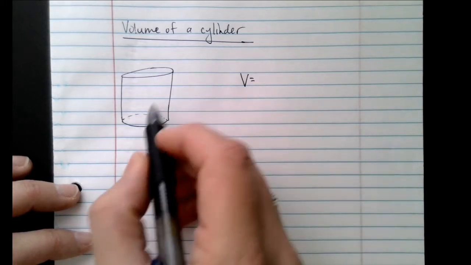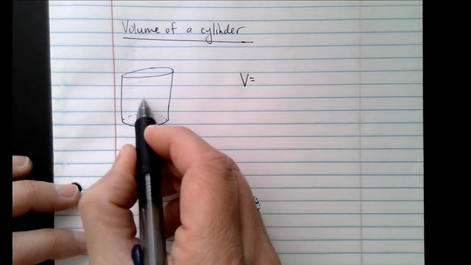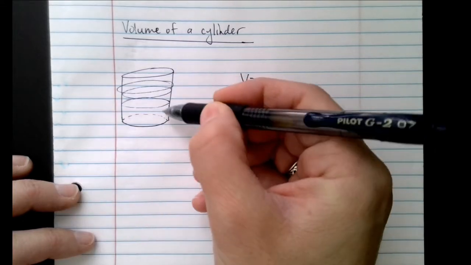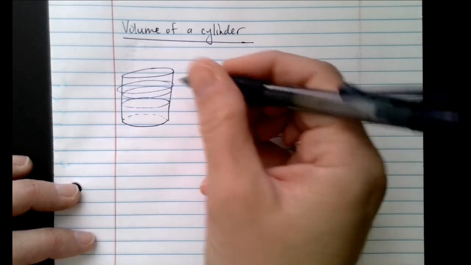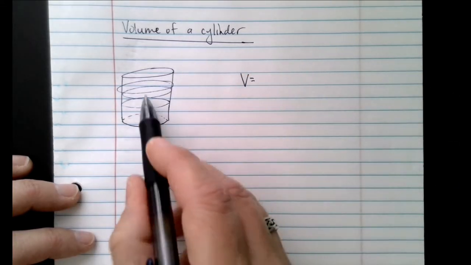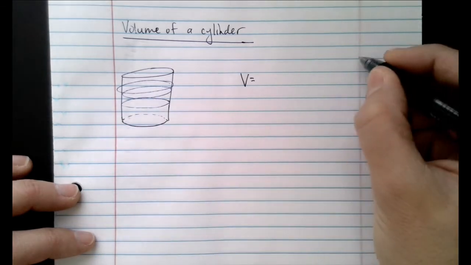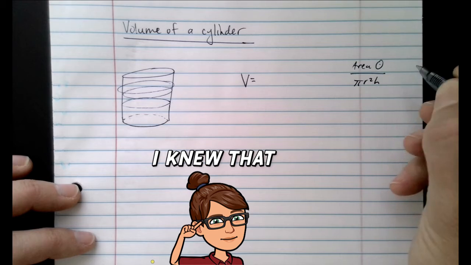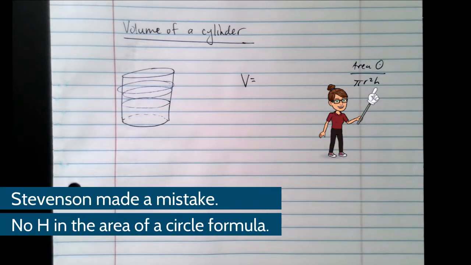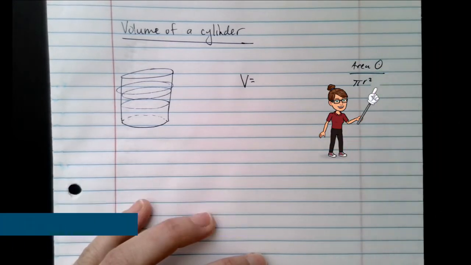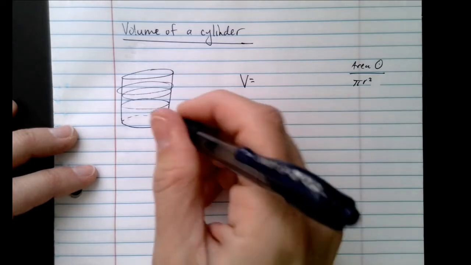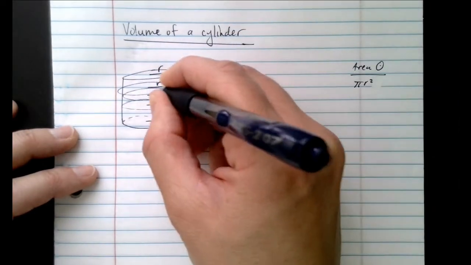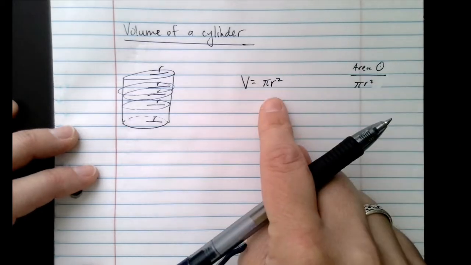If you think about it, the volume of a cylinder is a bunch of circles of the same exact size stacked on itself. So what we can say is we could find the area of each one of those circles. And if you remember, area of a circle is pi radius squared. Each one of these circles is going to have the same exact radius, so we have the area of one of those circles.